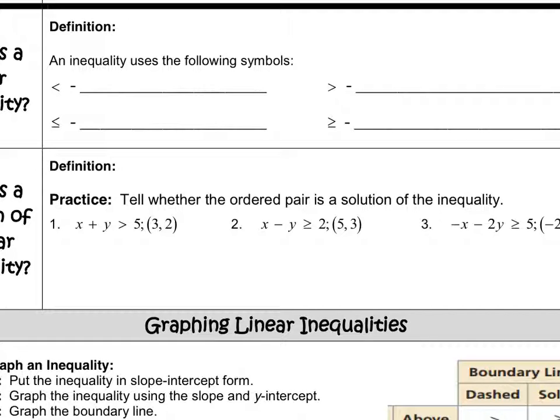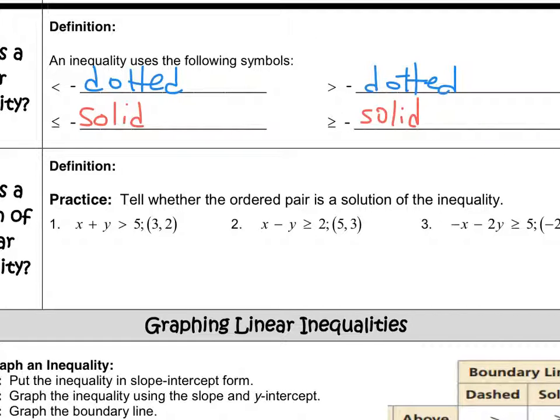So the two things I want you to learn now are, if it does have an equal to sign, it's going to be a solid line. So both of these, less than or equal to or greater than or equal to, are both going to be solid lines. And then if it's a less than or greater than with no equal to, it's going to actually be a dotted line. Okay, so those are the two big things for you to know.